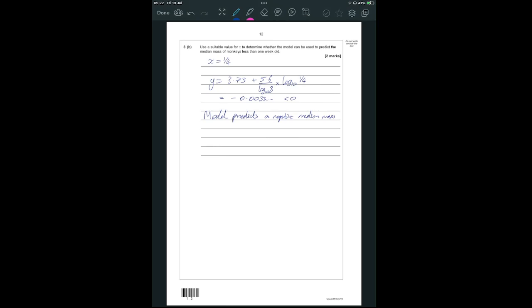Use a suitable value of x to determine whether the model can be used. So it should not be used for monkeys less than a week old. That is just not a good model if you're predicting negative mass. Even predicting zero mass is a little bit suspicious.